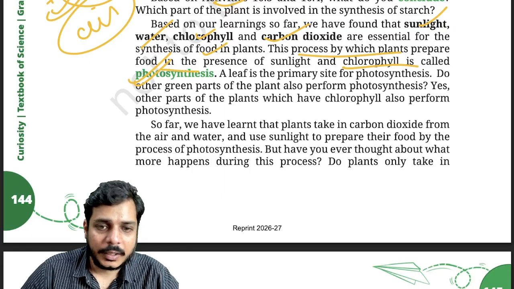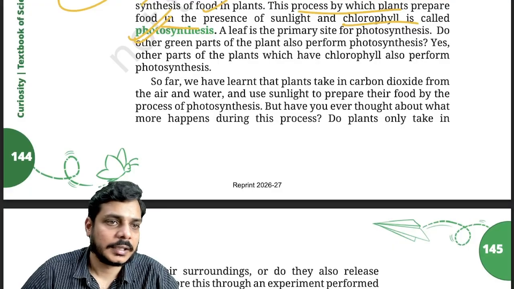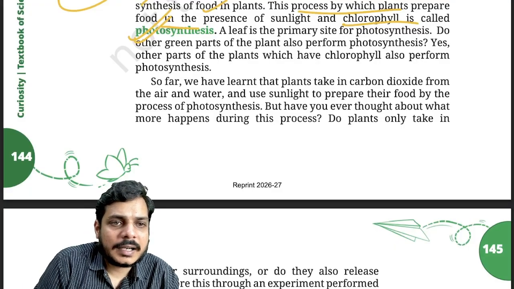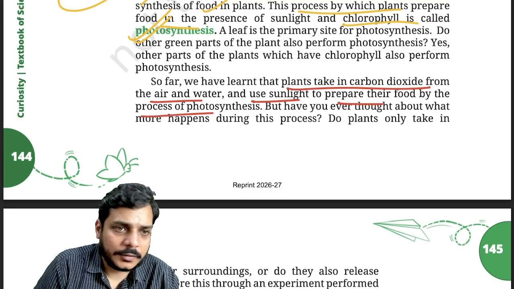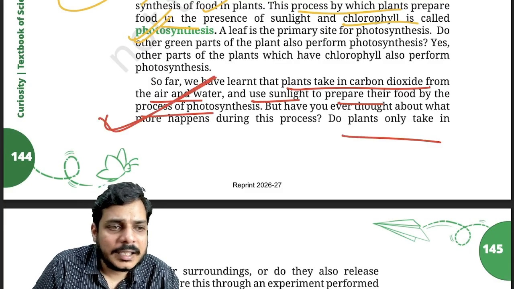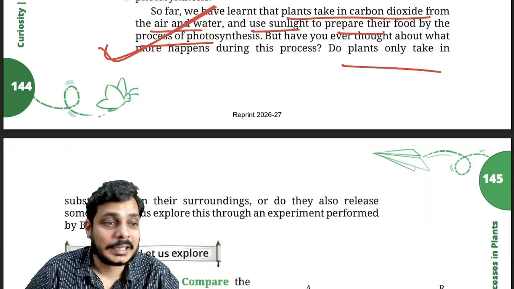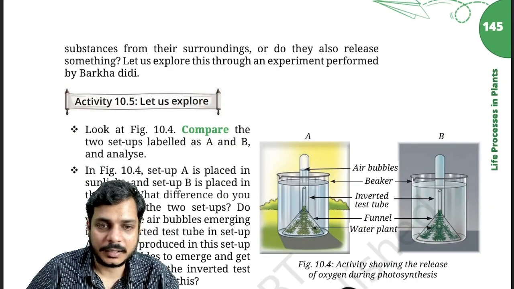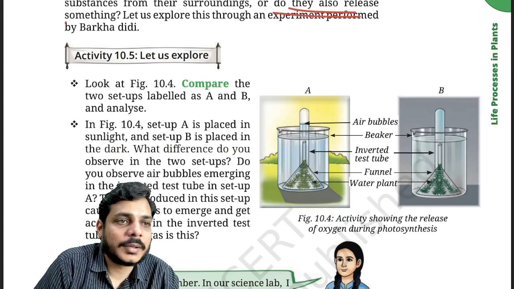Okay. Now, understanding this, there is a next question. The next question that comes to us is to understand that plants take in carbon dioxide from air and water and use sunlight to prepare their food by the process of photosynthesis. This is correct. But do plants only take substances from their surroundings, or do they also release something? Is it possible for the plants to release something?